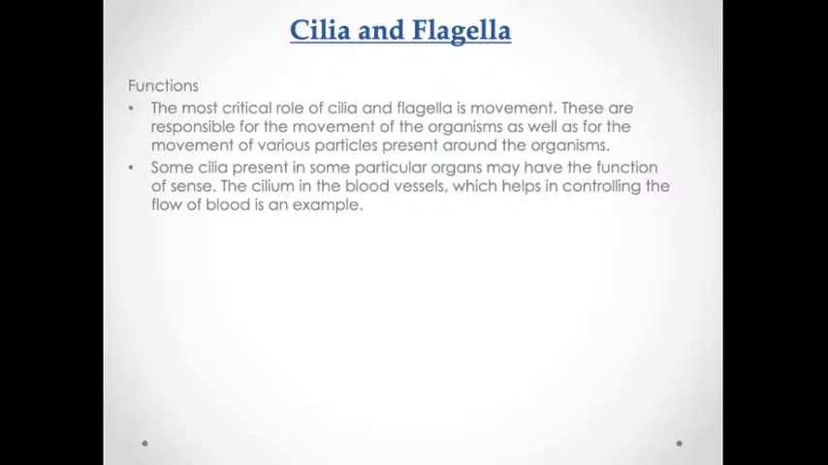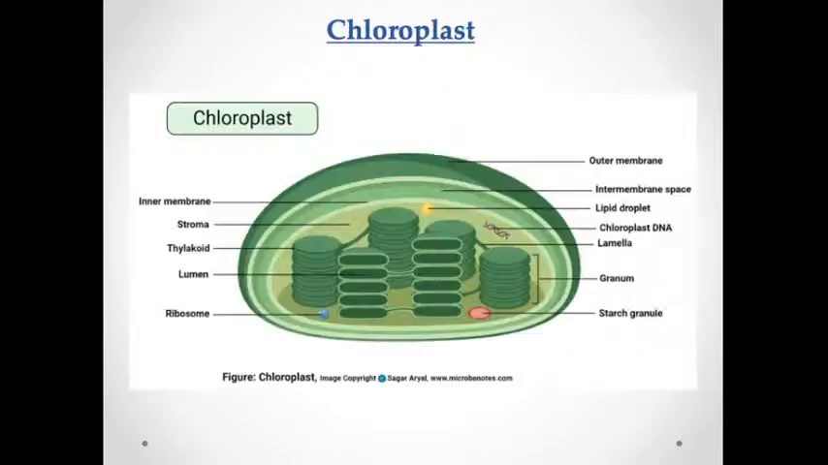The most critical role of cilia and flagella is movement. These are responsible for the movement of the organisms as well as for the movement of various particles present around the organisms. Some cilia present in particular organs may have the function of sense. The cilium in the blood vessels, which helps in controlling the flow of blood, is an example of that.